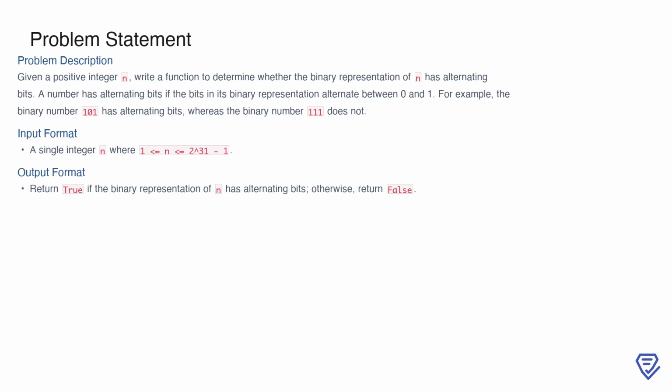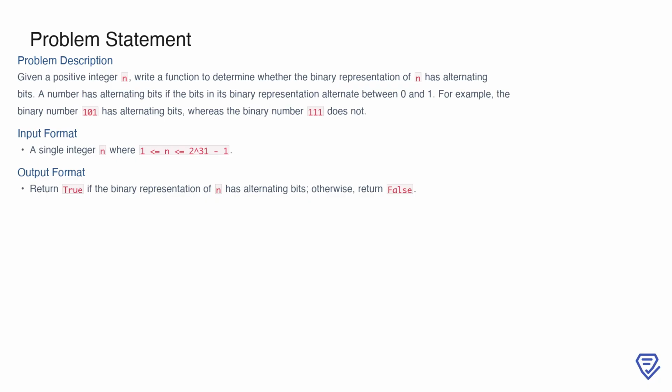In this problem, we are tasked with determining whether a given positive integer, n, has alternating bits in its binary representation. A number is said to have alternating bits if the sequence of bits in its binary form alternates consistently between 0 and 1, or 1 and 0. For example, the binary number 101 alternates between 1, 0, and 1, so it satisfies this condition. However, the binary number 111 does not alternate, as it has consecutive ones.